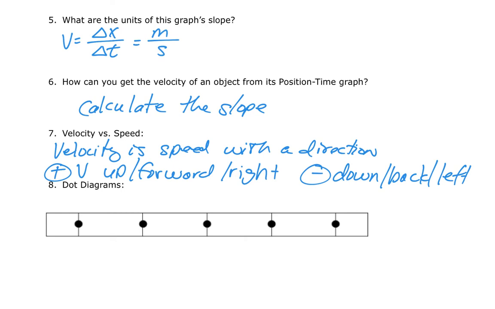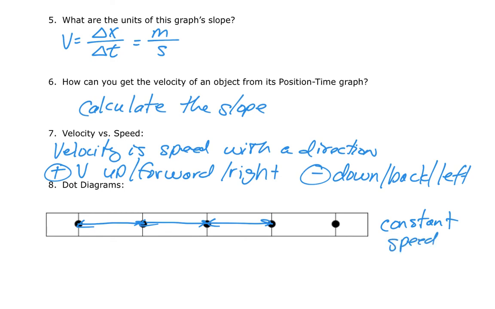So we can see this dot diagram here, and I would look at the spacing for these dots, and I would say, okay, this spacing from this dot to this dot, this spacing from this dot to this dot, this spacing from this dot to this dot, they all look pretty similar. So I would be pretty confident in saying that the object that created this dot spacing for this dot diagram was moving at a constant speed.